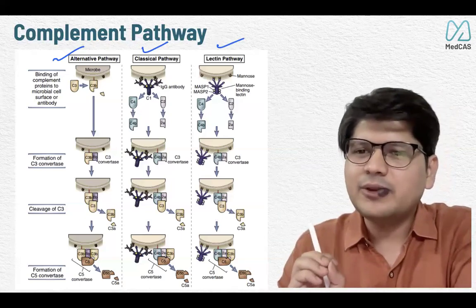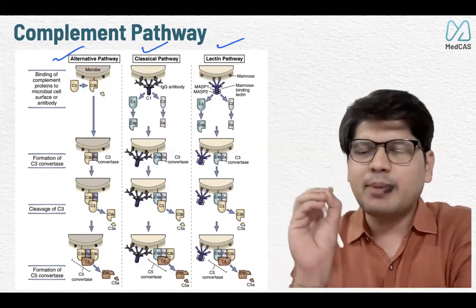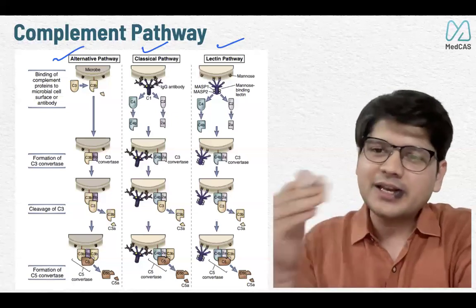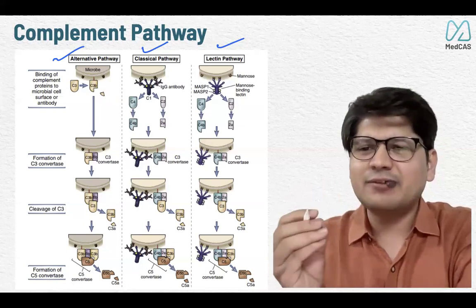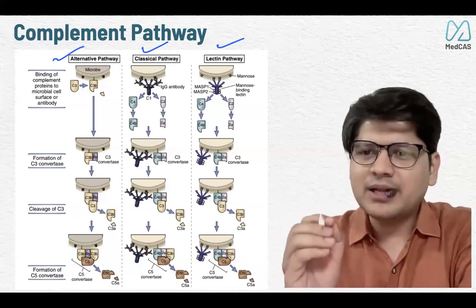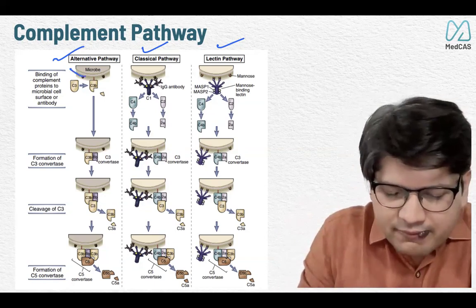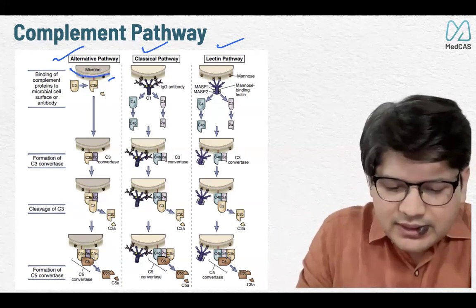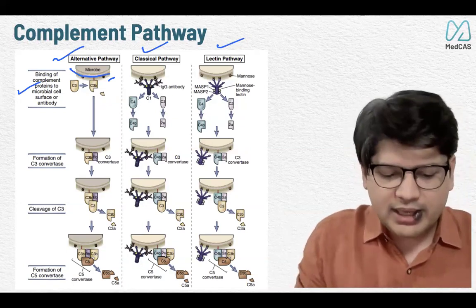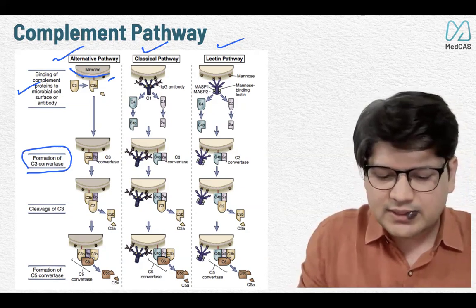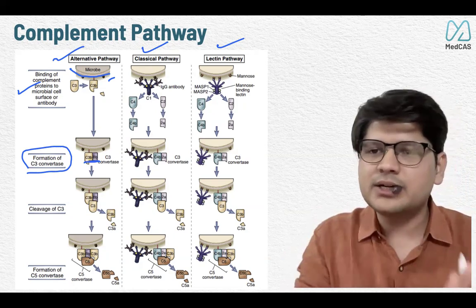For any pathway you need a starting point. Now the alternate pathway is a fluidic pathway. They are constantly there in the water, and water is one of the activating factors that plays a role. It happens on the surface of the microorganism. So on the microbe surface this activity starts taking place, and ultimately it makes C3 convertase, that is C3bBb. That's the C3 convertase of the alternate pathway.